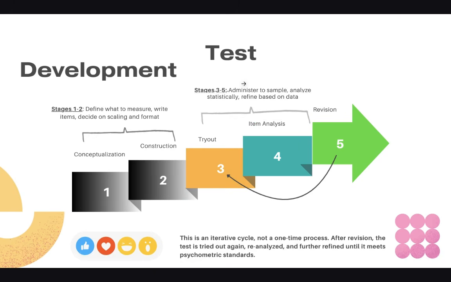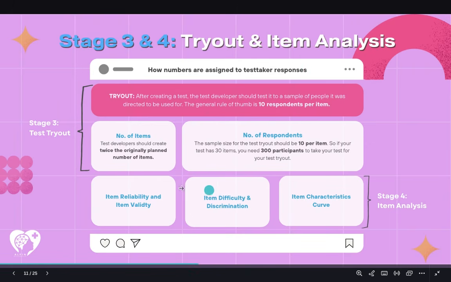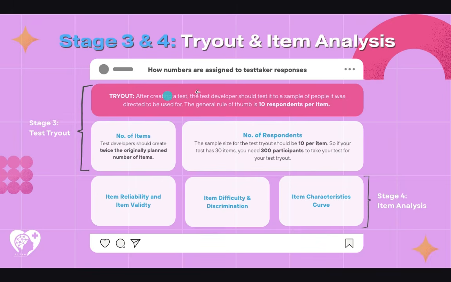3 to 5, which is first tryout and item analysis. So for stage 3, test tryout, of course, you will not be able to establish that your items are good if you don't do tryouts. So what does tryout mean? Meaning getting those data, getting those numbers.